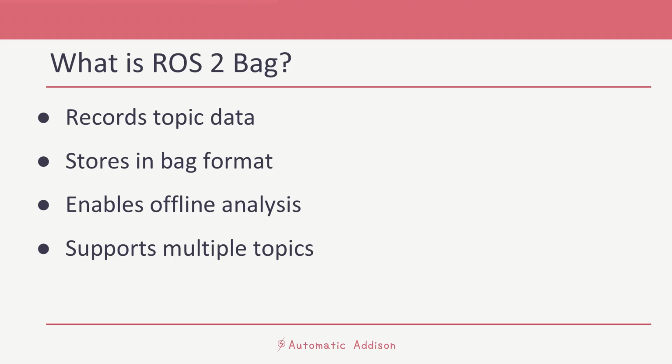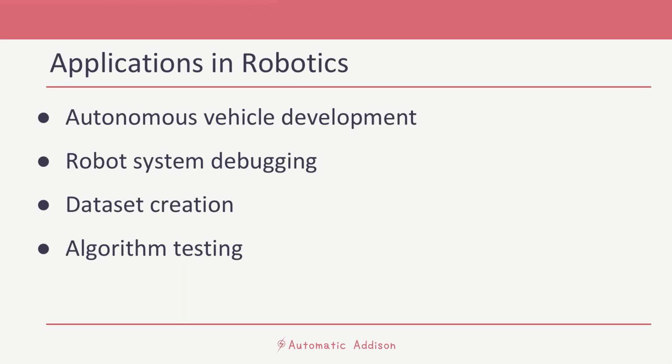Let's talk about the purpose of a ROS2 Bag. A ROS2 bag allows you to record data from various topics and services in your ROS2 system and store it in a file format called a bag. This recorded data can be later played back, analyzed, or used for debugging and testing purposes. ROS2 bag is particularly useful when you need to capture data from sensors, robot states, or any other relevant information during runtime. Let's talk about some real-world applications of ROS2 Bag.